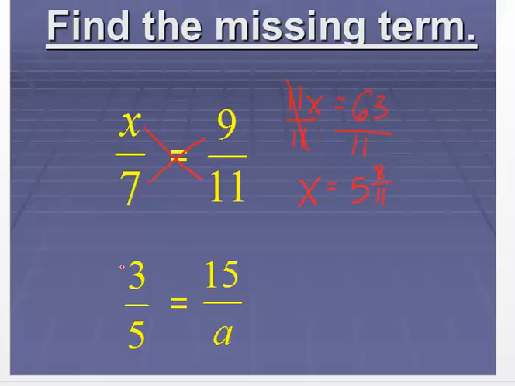Let's try the next example. I'm going to multiply my extremes. 3 times a is 3a, equal sign. And multiply my means. 5 times 15 is 75. When we divide by 3, we find that a is 25.